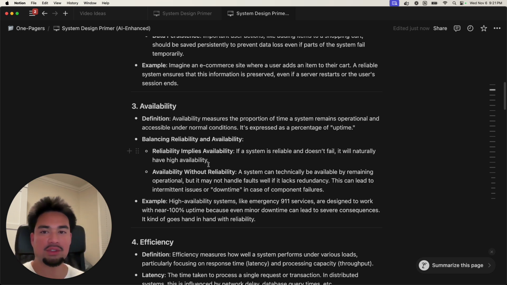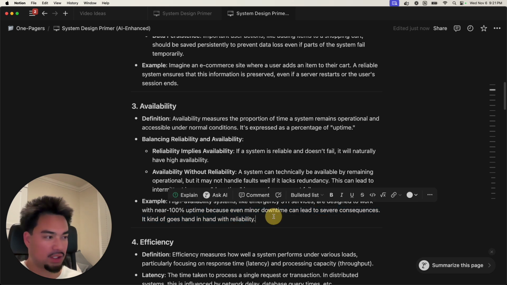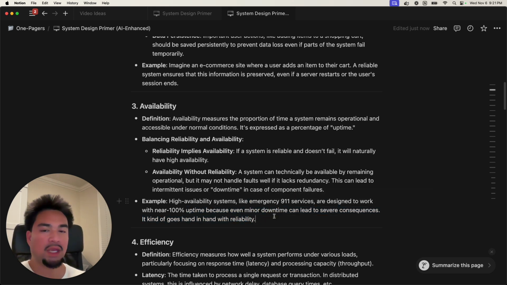Of course things will go down, but you need to make sure that it's available most of the time, especially if it's a critical service, because if it goes down, people can't use it. For example, emergency 911 is designed to work at near 100% uptime, because any downtime at all has severe consequences.